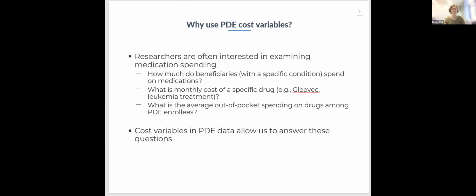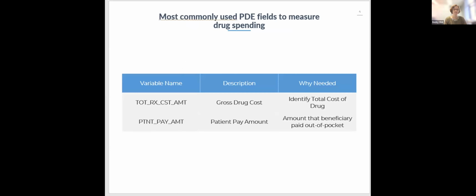And so, first of all, why use the PDE cost variables? Many researchers are often interested in examining medication spending. Asking questions like, for example, how much do beneficiaries spend on medications? What is the monthly cost of a specific drug? What is the average out-of-pocket spending on drugs among enrollees? Those types of questions. So the cost variables in the PDE will allow us to answer these sorts of questions.